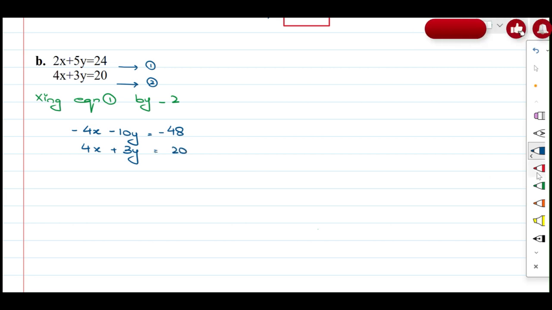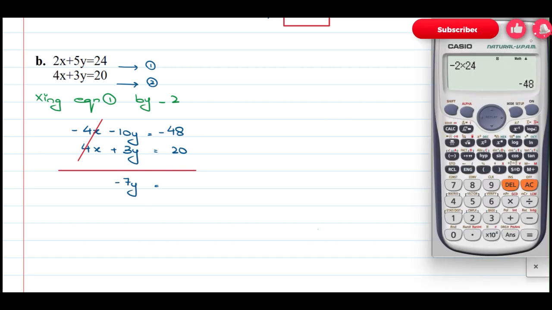Okay, now in the next step we need to add the two equations, right? And when we add the two equations, positive 4x and negative 4x cancel out. Minus 10y plus 3y is minus 7y, and minus 48 plus 20 is minus 28.